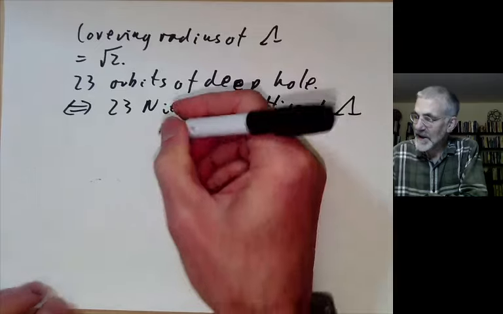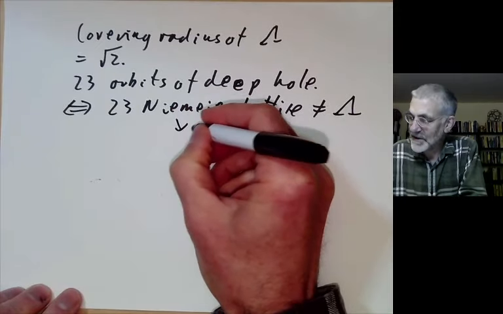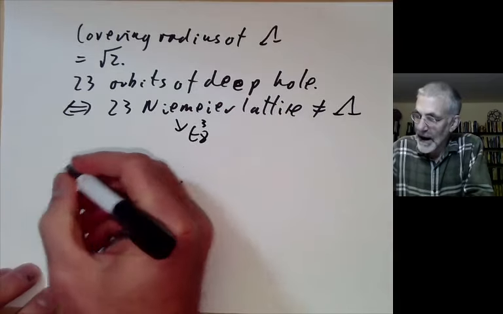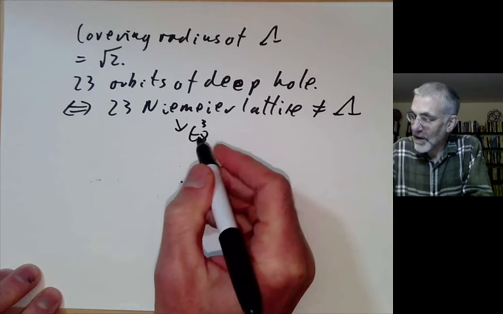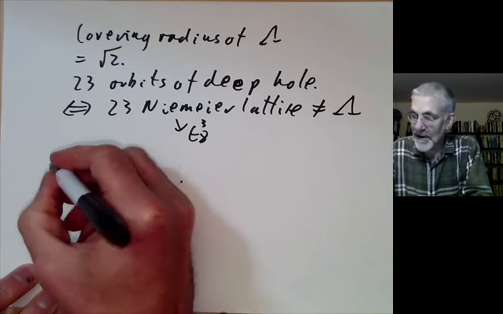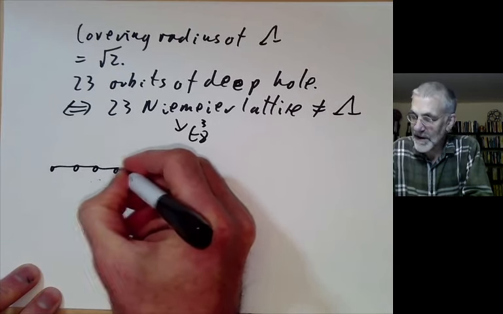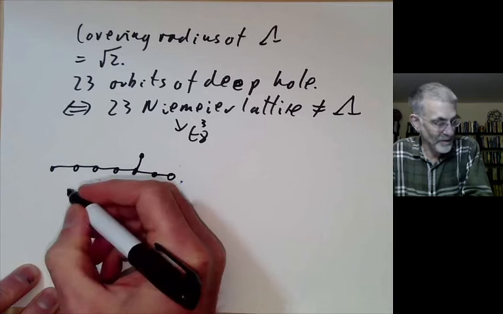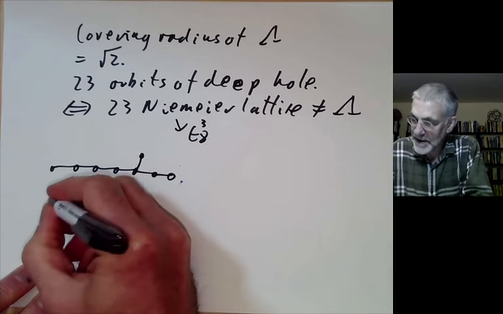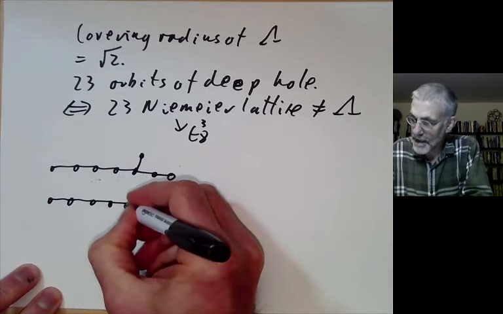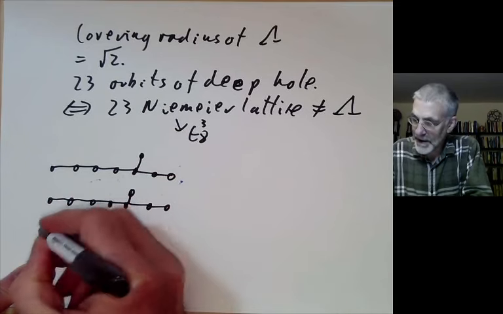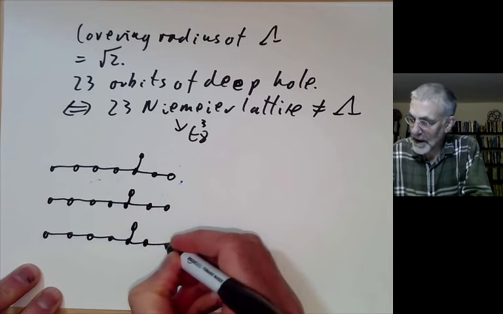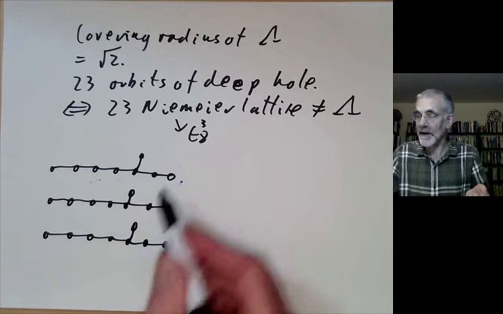Well, let's take a typical Niemeyer lattice. For instance, we could look at the Niemeyer lattice E8 cubed. And you look at the Dynkin diagram of the reflection group of this Niemeyer lattice. So we draw three copies of E8. Here's one. And here's another. And here's another. And so this is the Dynkin diagram of E8 cubed.